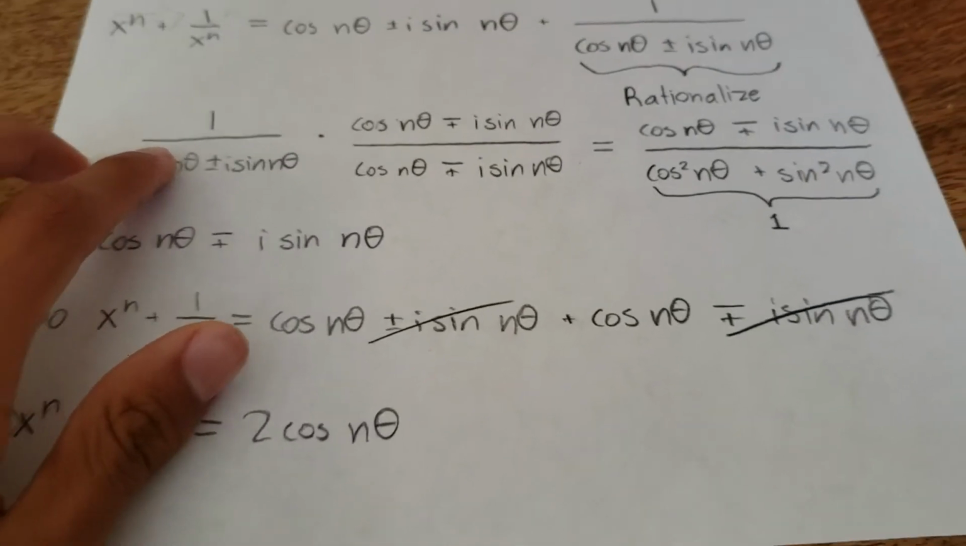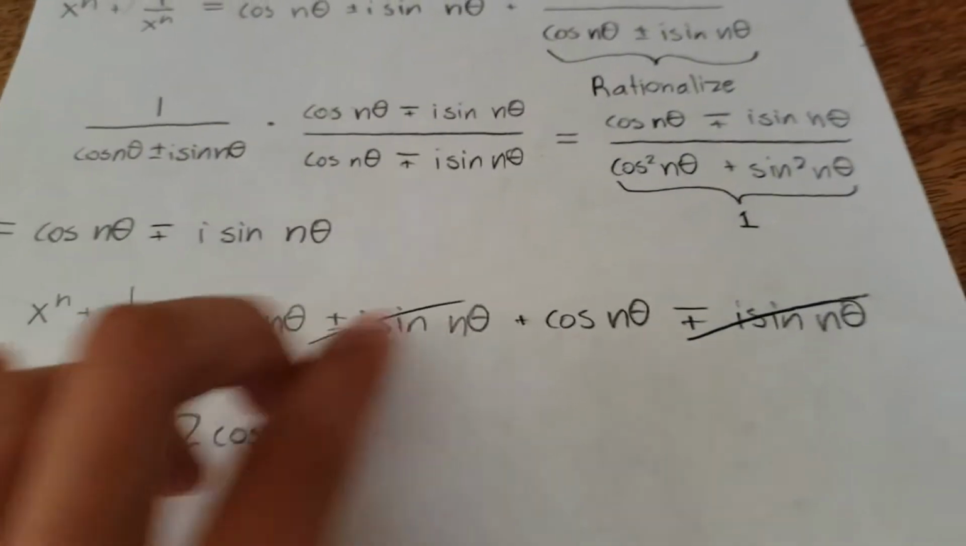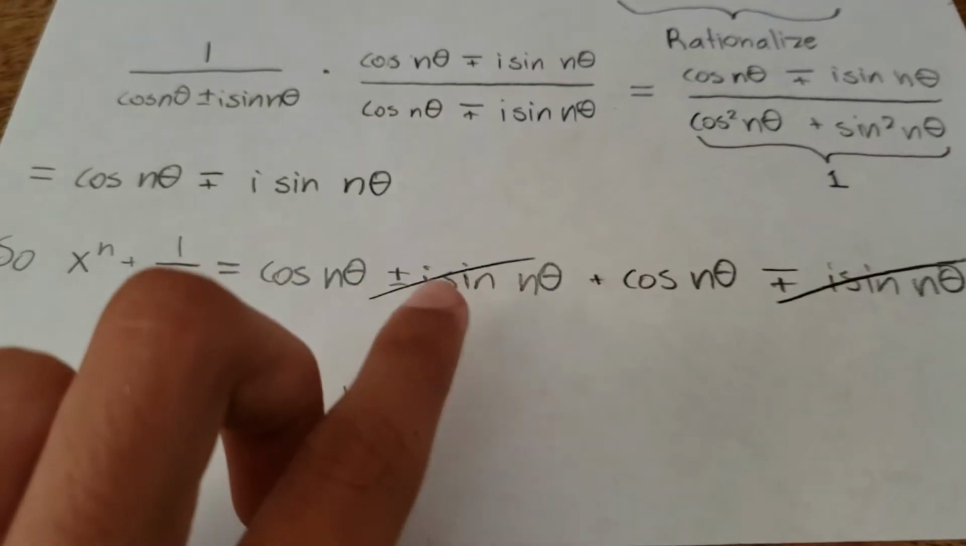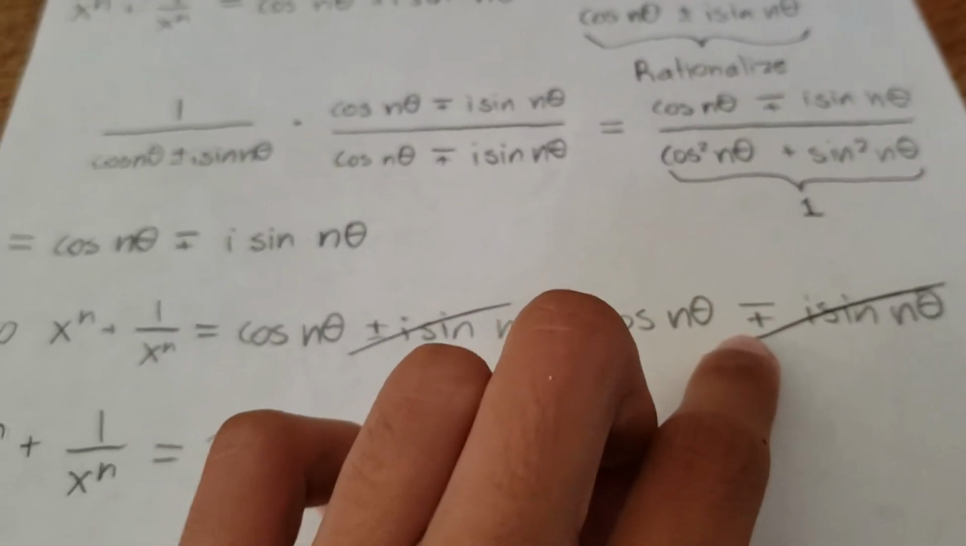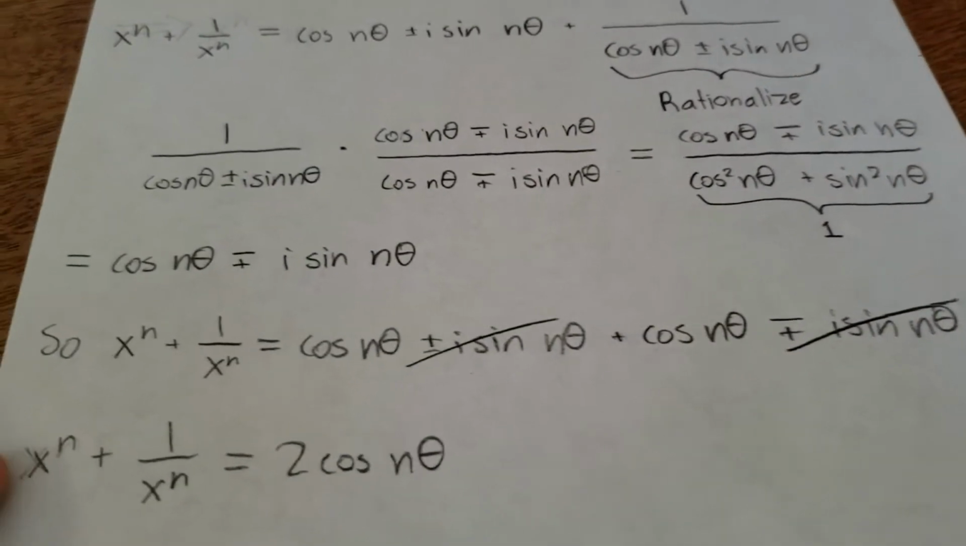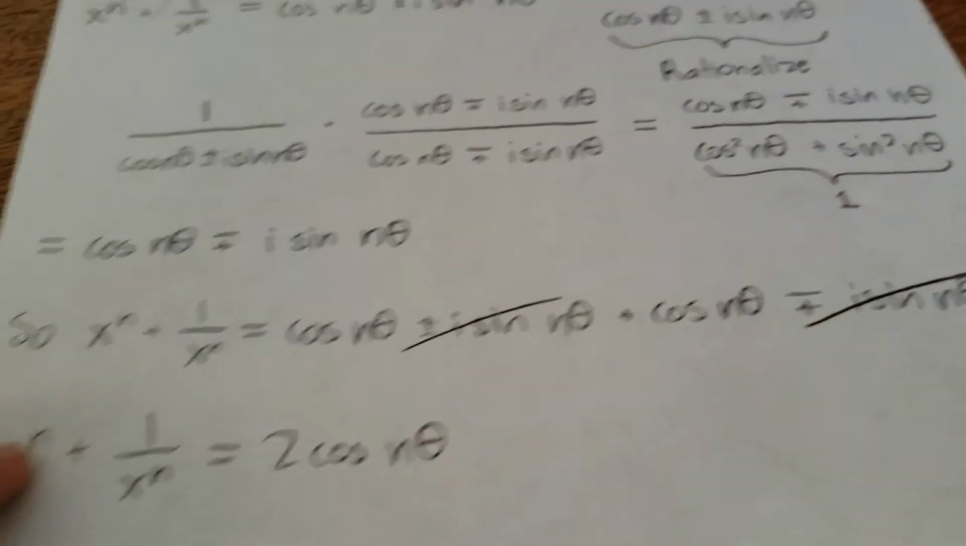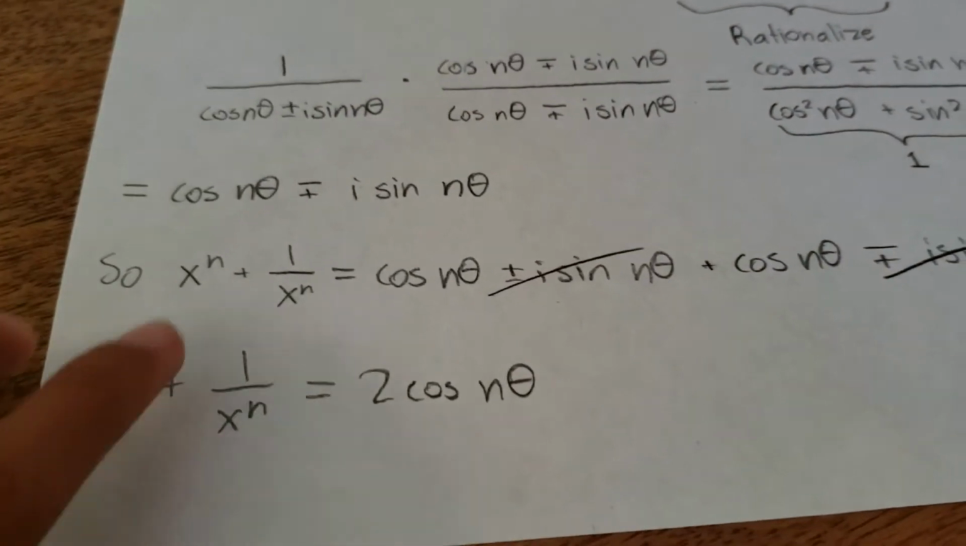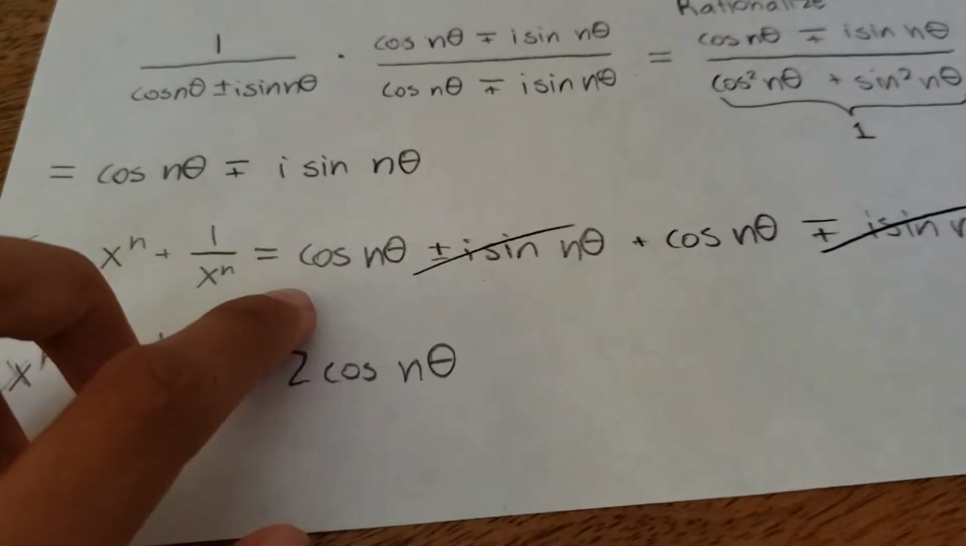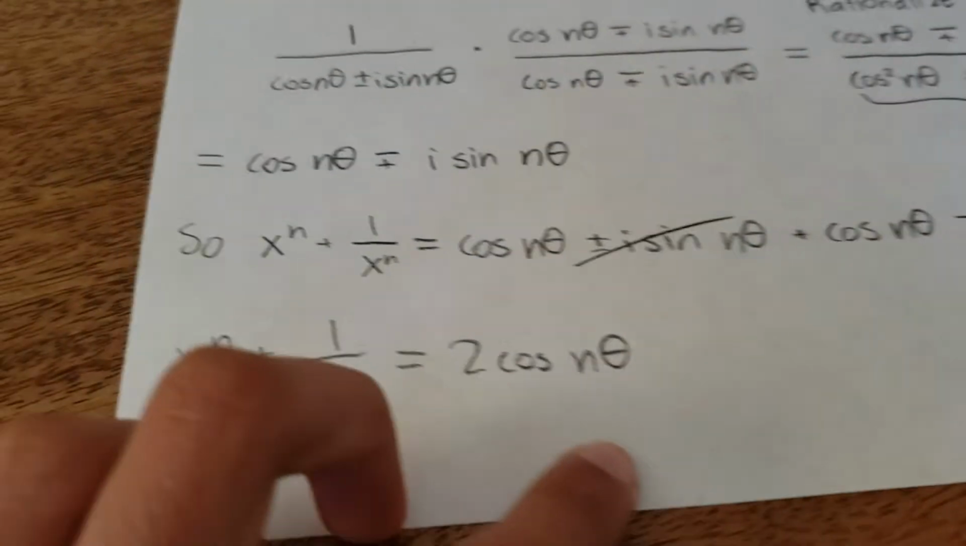And miraculously, or not that miraculously, these two terms cancel because plus and minus plus are opposite terms. And in the end, combining like terms here, we just get x to the nth power plus 1 over x to the nth power is just 2 cosine of n theta.